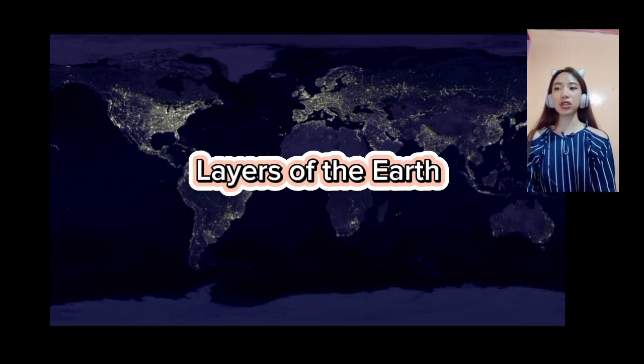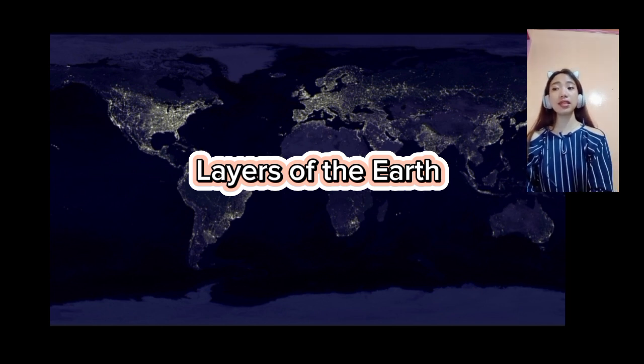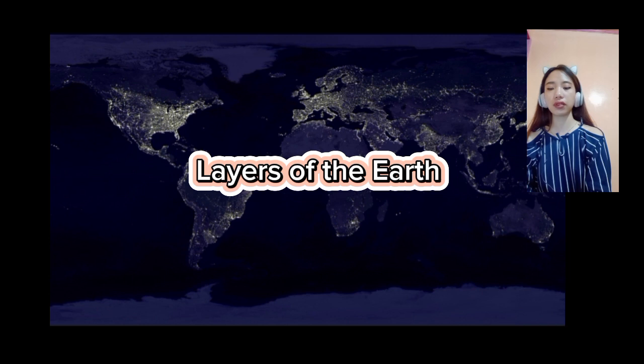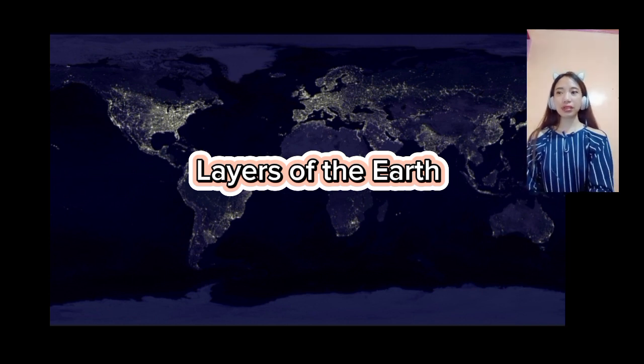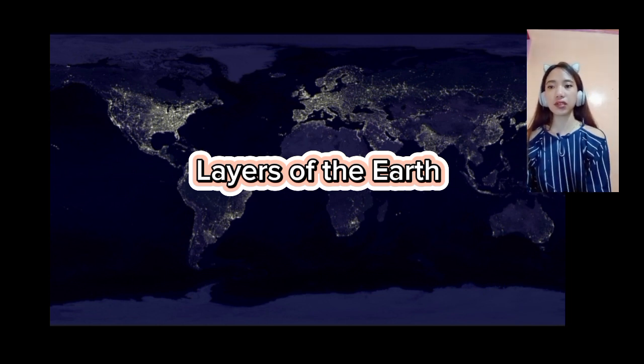The main objective of this demonstration is that at the end of the lesson, the pupils must be able to identify the 4 layers of the earth and give the importance of the 4 layers of the earth. Before we start our topic, we will have a review. If you remember, our topic from the last meeting is the atmosphere. It is all about the layers of the atmosphere.